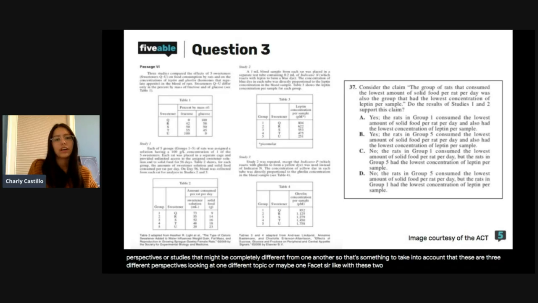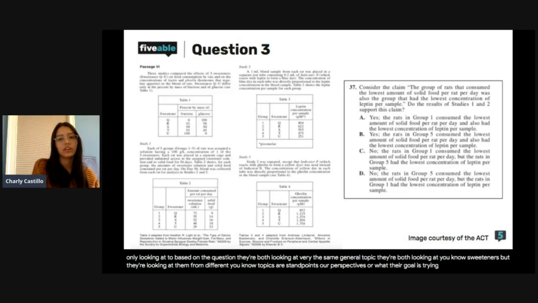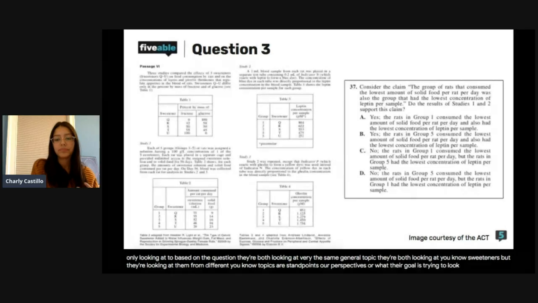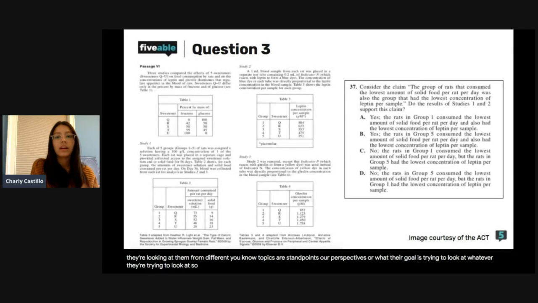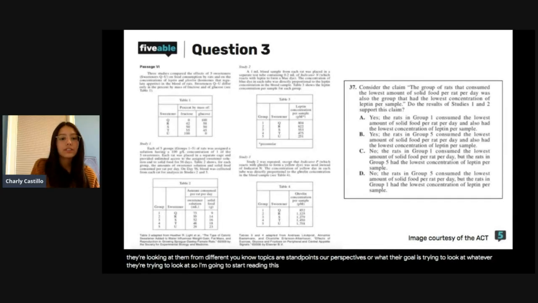Like with these two tables, or these four tables actually, but we're only looking at two based on the question. They're both looking at the same general topic. They're both looking at sweeteners, but they're looking at them from different standpoints or perspectives, or whatever their goal is. So I am going to start reading this. This is passage 6. Of course, we skipped again, but I'm going to start reading this question.